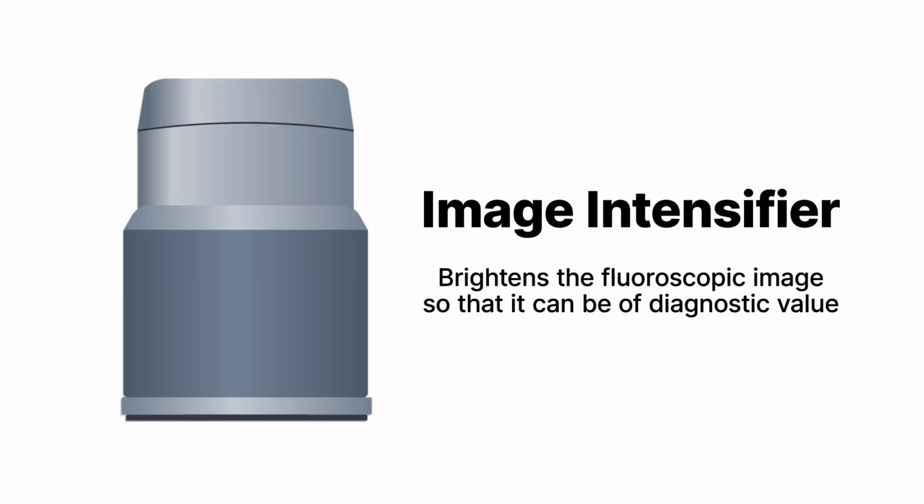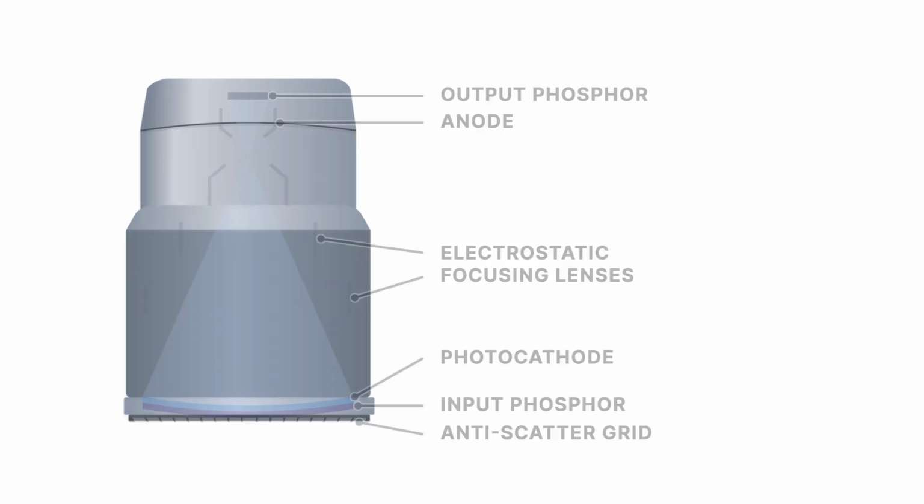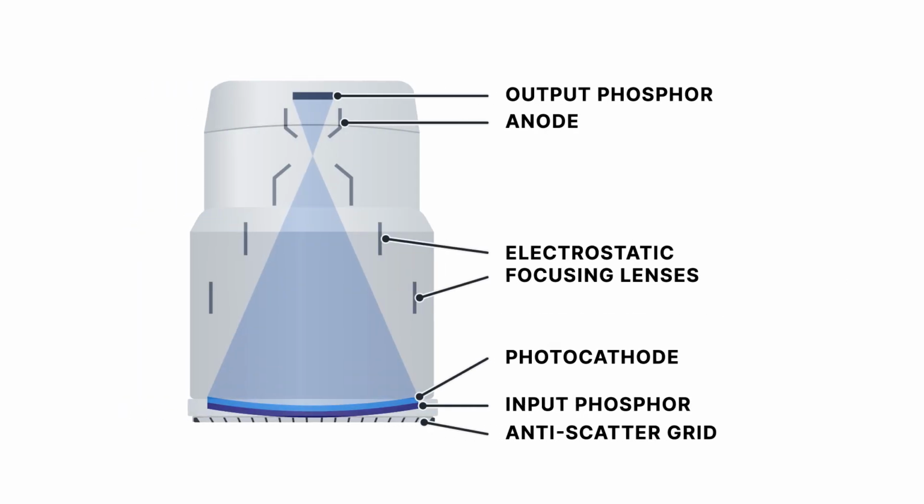In summary, the image intensifier works to increase the brightness of the fluoroscopic image while reducing patient dose. It is composed of an anti-scatter grid attached to metal housing, which protects the envelope that houses the input phosphor, photocathode, electrostatic focusing lenses, anode, and output phosphor.